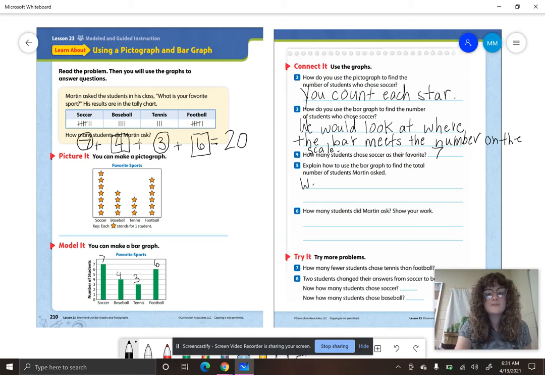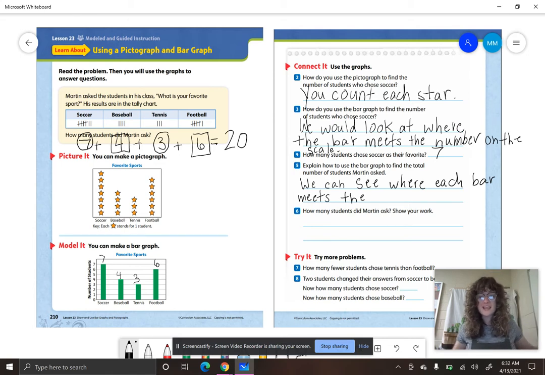So how can we figure this out? We can see where each bar meets the number on the scales. So we can see where each bar meets the numbers on the scales and then put those parts together. Meets the numbers on the scale.